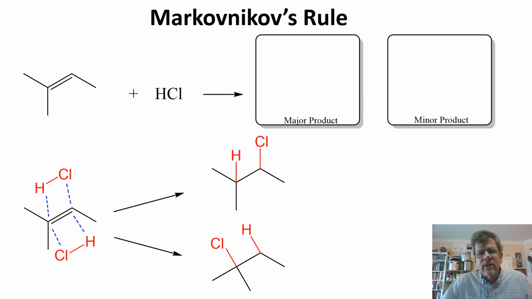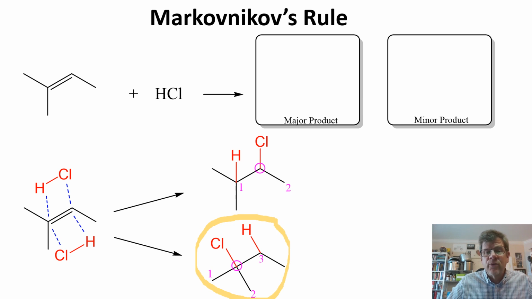So let's try to figure out which is more substituted, which is less substituted. On the top, the circle signifies the carbon attached to that functional group, that halide, and we can see that we have two carbons directly attached to it. On the bottom, we have the circled carbon that the chlorine is attached to, and notice right next door to it, we have 1, 2, 3 carbons. Oh, well, that would mean that this product on the bottom is more highly substituted than the other one, and thus it will be formed in the greater amount. It is the major product.